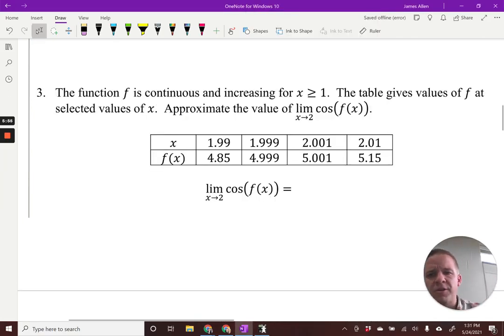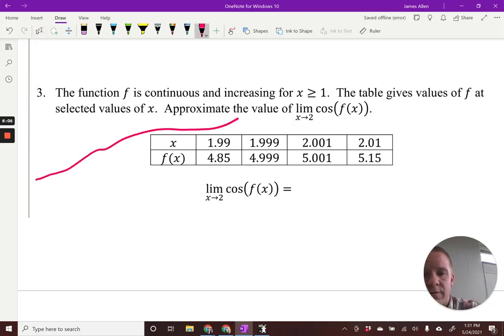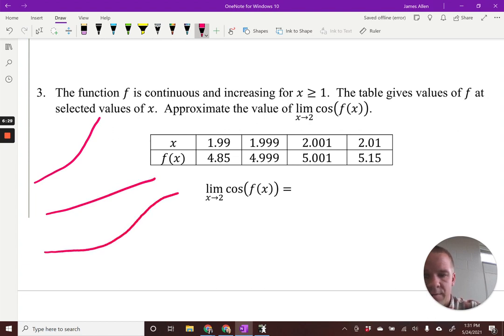Now we got: the function f is continuous and increasing for x is greater than or equal to 1. What the heck does that mean? Well, continuous just means it never breaks, jumps, anything like that. It's continuous. Now, increasing means that it's always going up, right? The f of x, the output, is always going up. So it wouldn't be, see, I have this flat part here that shouldn't be there. It could just be a straight line. It could be very mild and then curve up, but never go flat or down.